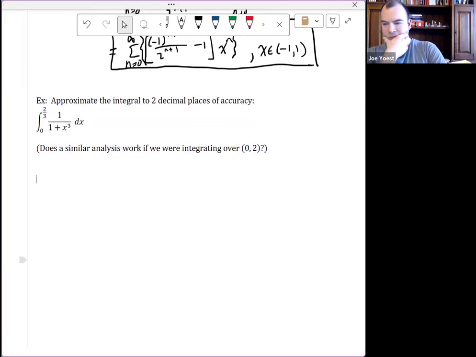Okay, what do we have? 4 minutes. I think we can get the crux of this one. Okay. We might not do all the calculations, but we can get the idea. All right, so let's take a look at this integral. Integral 0 to 2/3, 1 over 1 plus x cubed dx.